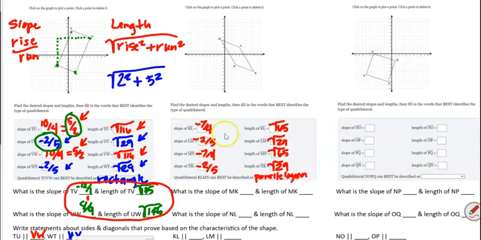So then it's asking us about the diagonals. We've got our MK and our NL, right? So we're going to find the slopes of those again. This is -9/9, which would be -1. And when we square those two numbers, we get the square root of 162. The other one is -5/1, which would be -5, right? And again, when I square those two numbers, I get the square root of 26, okay?